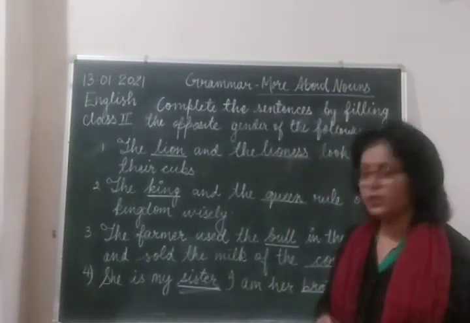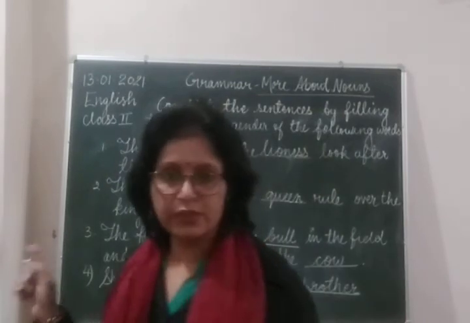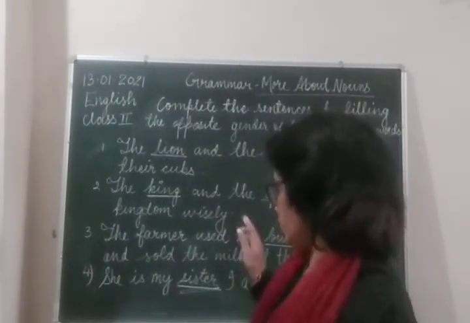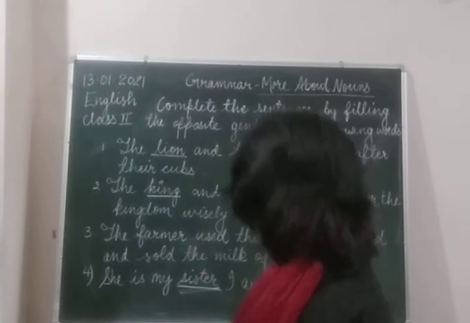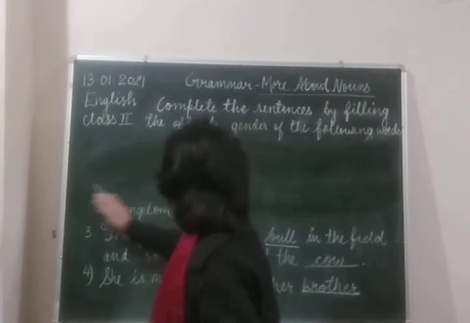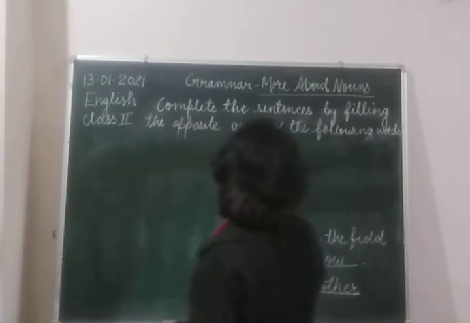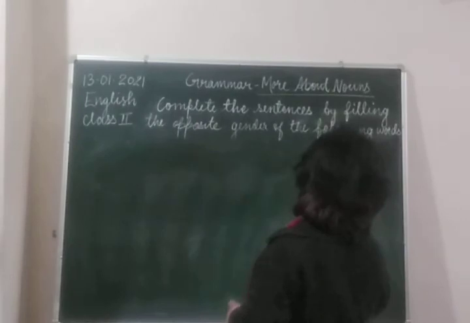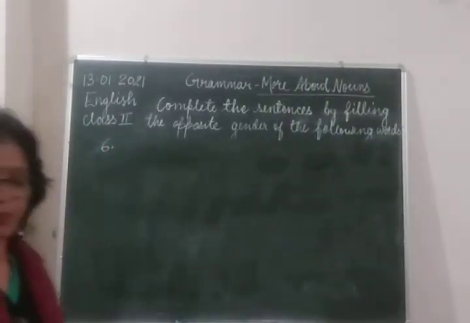So, here we have done 4 sentences and we have some more sentences to do. इसी तरह के अभी हमें और भी sentences करने हैं. There you have to write the opposite gender and then you have to complete the sentence. This we will do. Let me rub this. इसको कर लेते हैं, अभी कुछ और कर लेते हैं इसमें, ठीक है? थोड़े से और इसमें हम अभी कर लेते हैं. Next one is number 6.